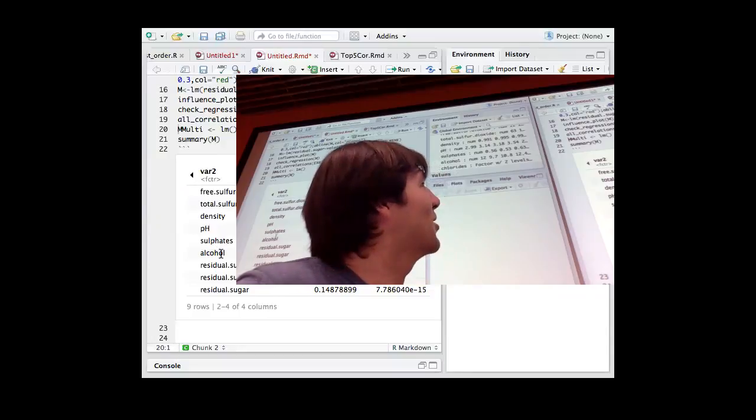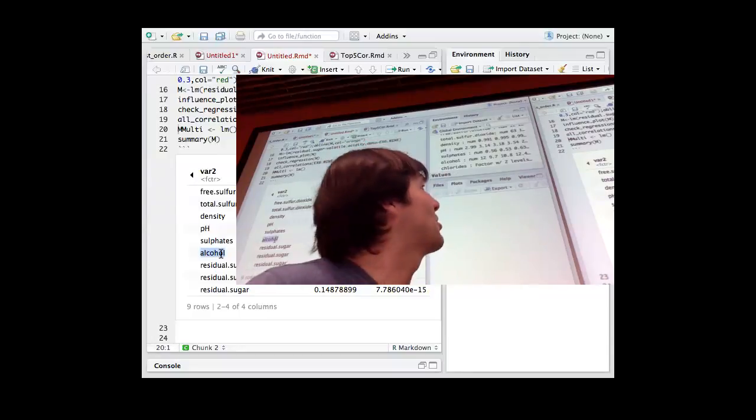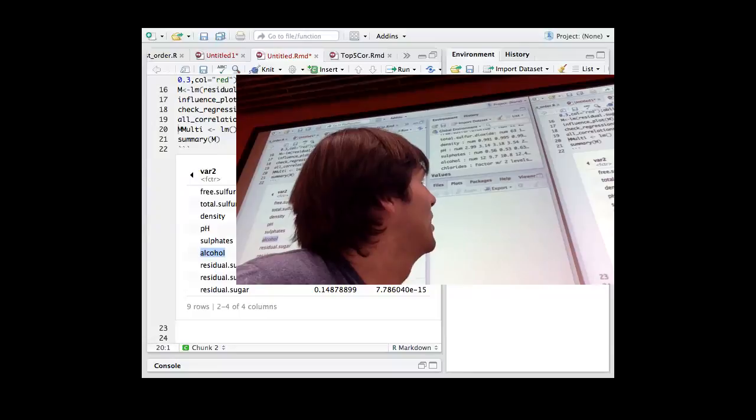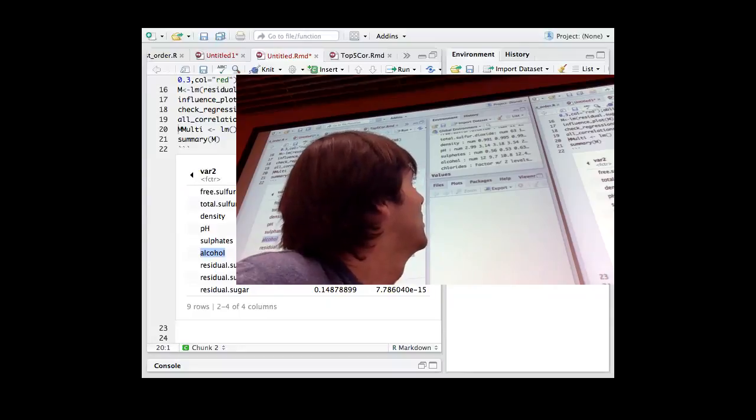So let's go ahead and get alcohol in here. Let's do some interesting stuff. Let's take the second highest one, which is total sulfur dioxide. That's salts. So we need an M multi right here.